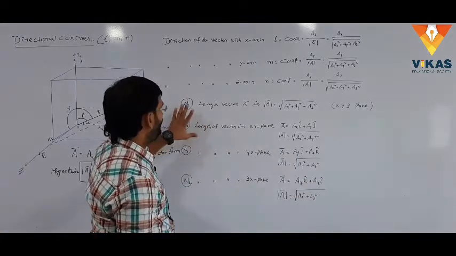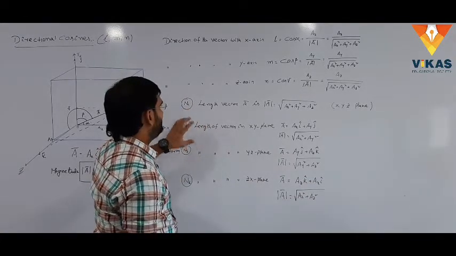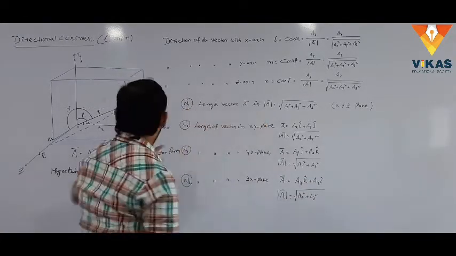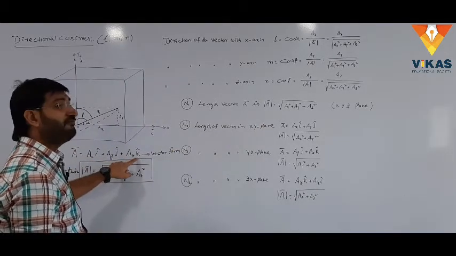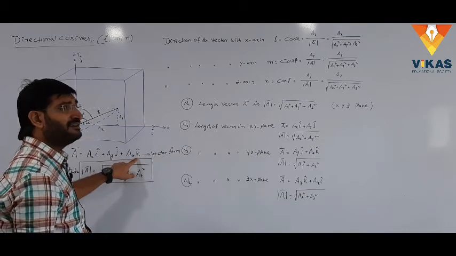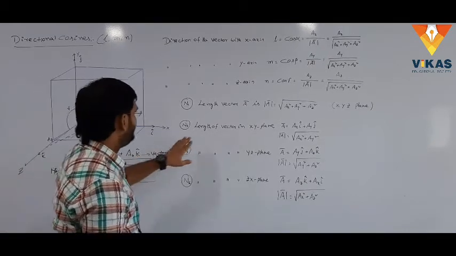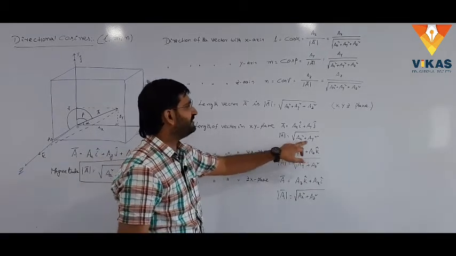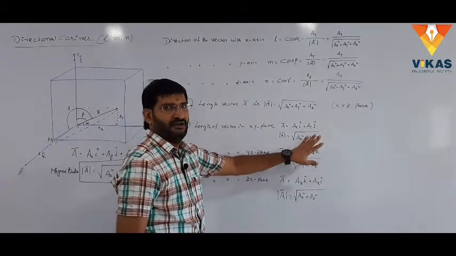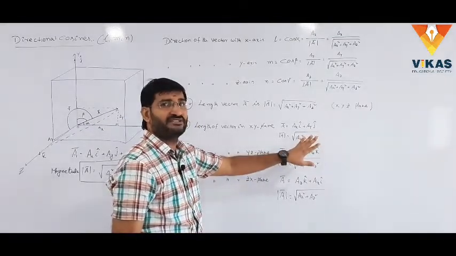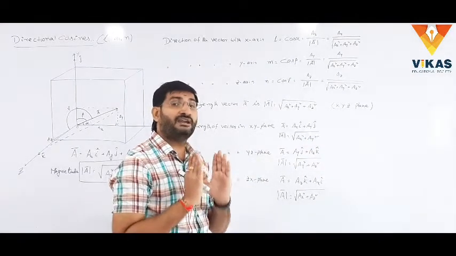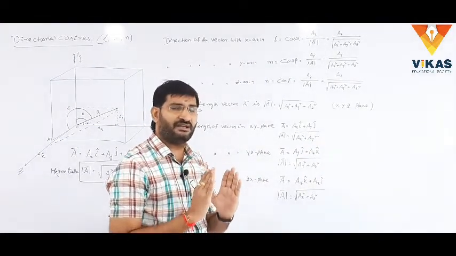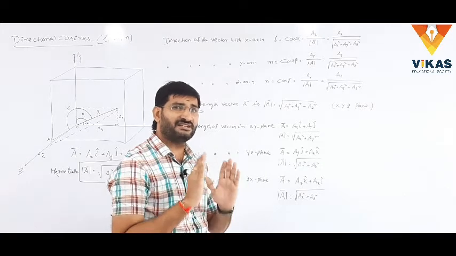The question generally asked in the examination: the 3-dimensional vector is given, that is ax into i cap plus ay into j cap plus az into k cap. Find the length of the vector in the xy plane. We want to calculate only square root of ax square plus ay square in the xy plane, not ax square plus ay square plus az square. Only when asked to calculate the 3-dimensional magnitude of the vector do we take square root of ax square plus ay square plus az square.